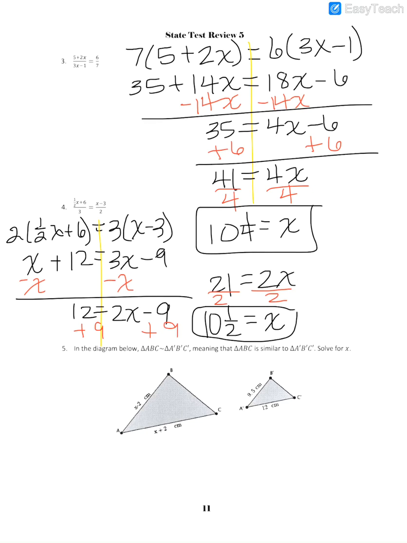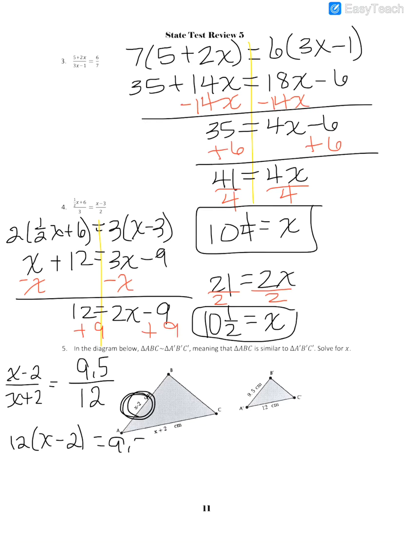All right, number 5. In the diagram below, triangle ABC is similar to triangle A prime, B prime, C prime, meaning that triangle ABC is, okay, I just wrote it out, in case you didn't know what the symbol meant. Solve for x. Okay, let's set up a proportion. Remember, when you have your similar triangles, you want to set that up. So on one triangle, we have x minus 2 over x plus 2. Notice we started with this x minus 2, so on the other side, we do need the 9.5 first. All right, cross multiply: 12 times x minus 2 equals 9.5 times x plus 2.